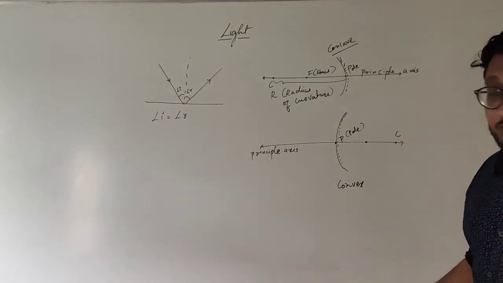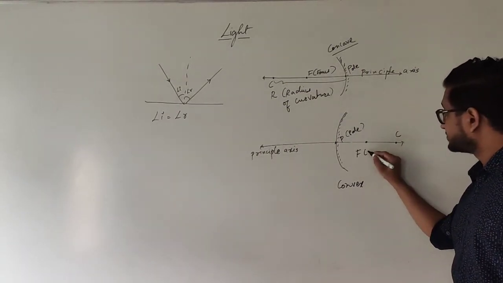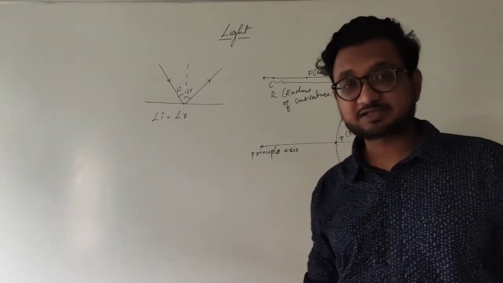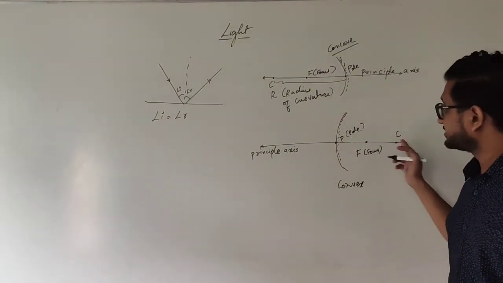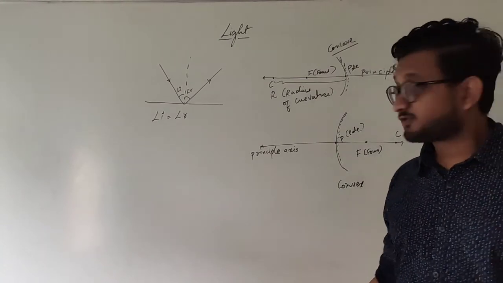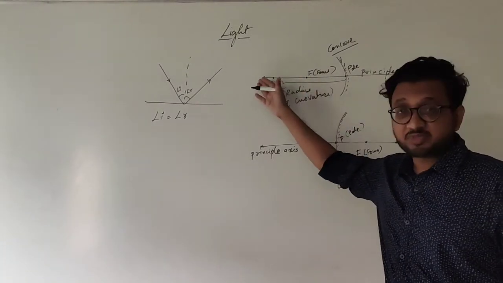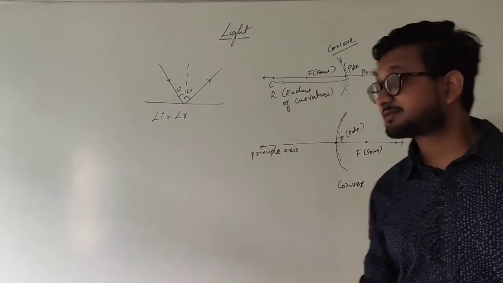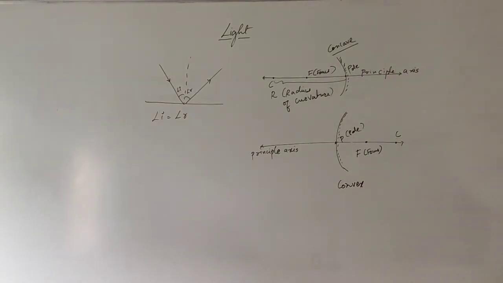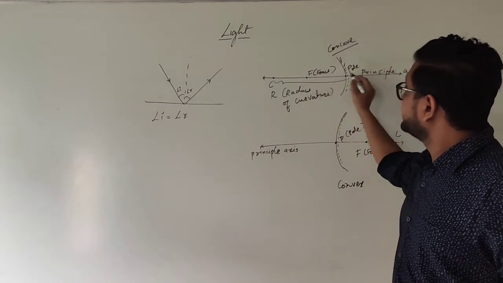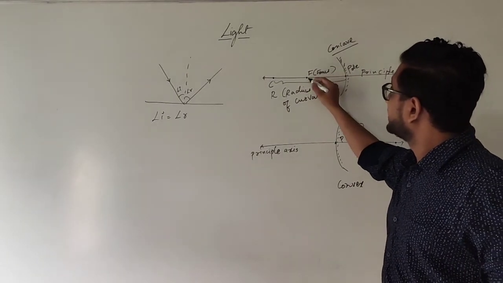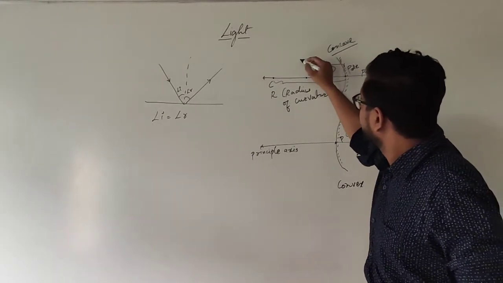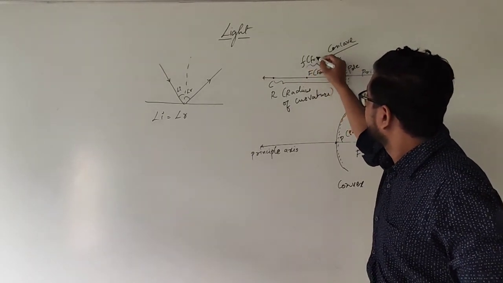In this case as well, the focus point is going to be behind the mirror, behind the shiny surface, and once again between the center of curvature and the pole. So the focus point is always going to remain between the center of curvature and the pole, as you can see in both cases. Okay? And the distance between the focus point and the pole is called the focal length. So I am going to make a bracket over here. This is called the focal length.